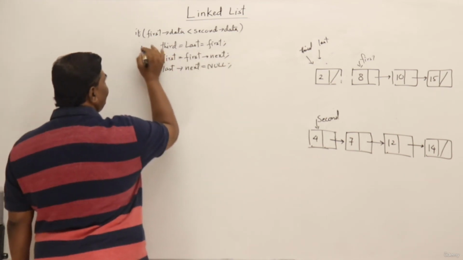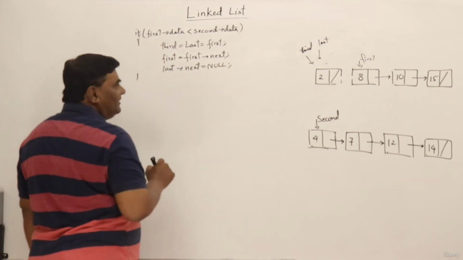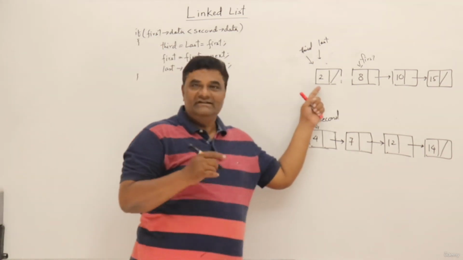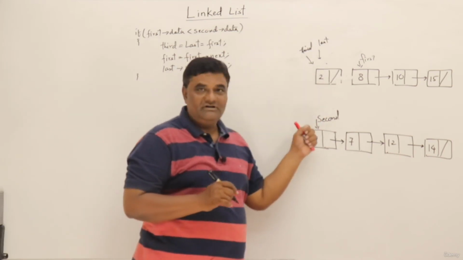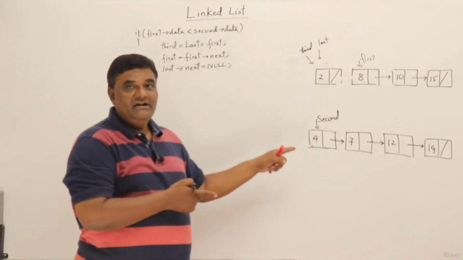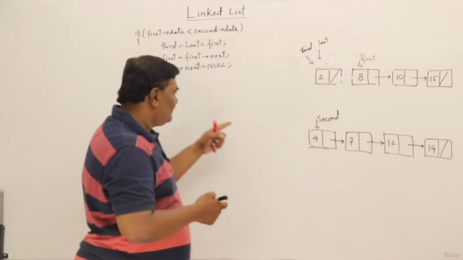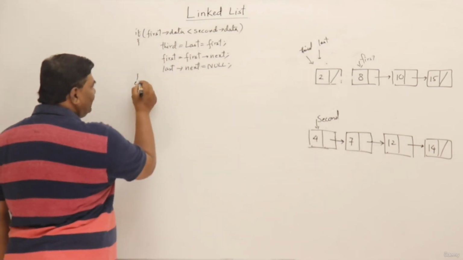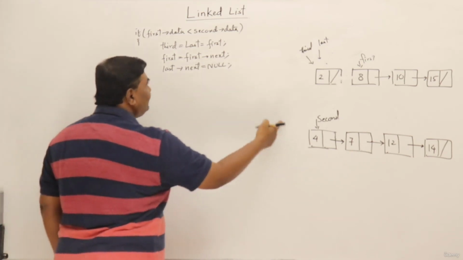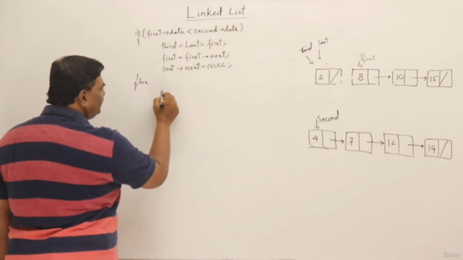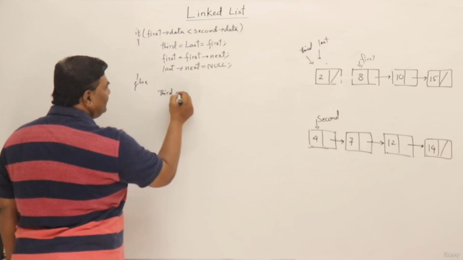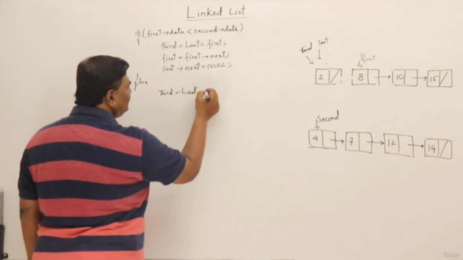This is what we did for the first time. We did this with the first linked list node because this was smaller. If this was smaller, we would have done the same thing on this node. So I should write inside the else part for the second: same steps, third and last should point on second.